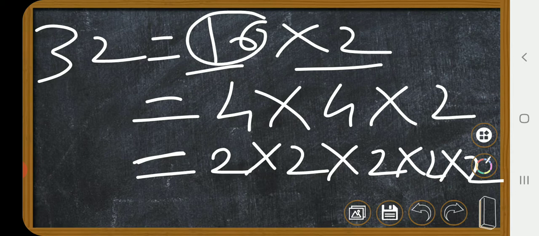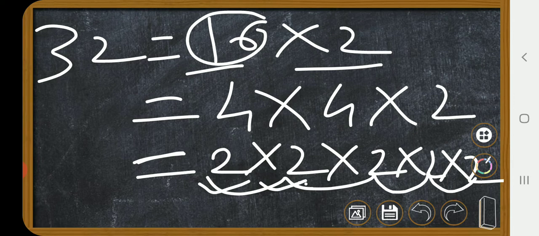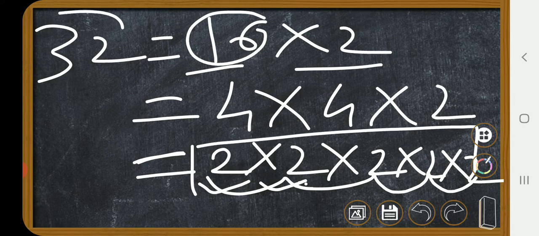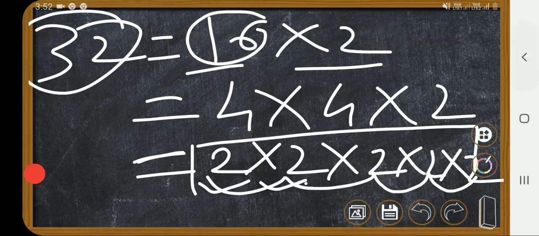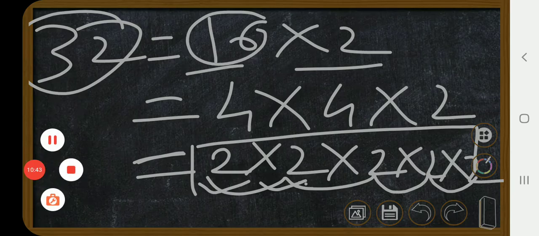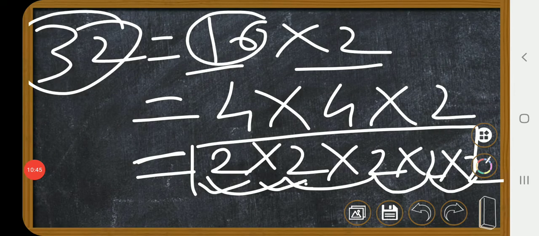After writing all this, you have to check your multiplication. 2 2s are 4, 4 2s are 8, 2 2s are 4, 4 2s are 8, 8 2s are 16, 16 2s are 32. Your product, this multiplication, should be equal to this number. If this multiplication is different and this number is different, then you can't write down your answer. Okay, you have to be careful about that. Did you understand?